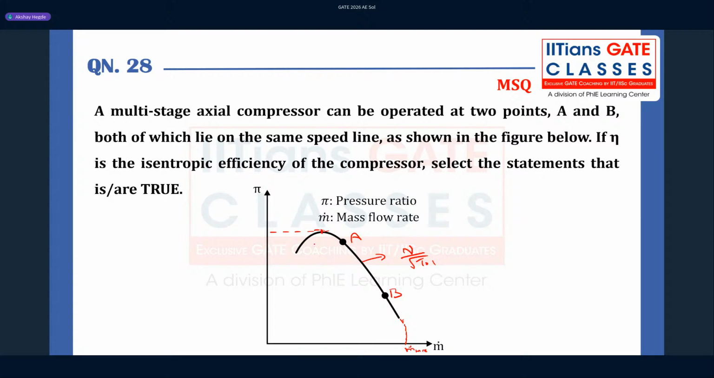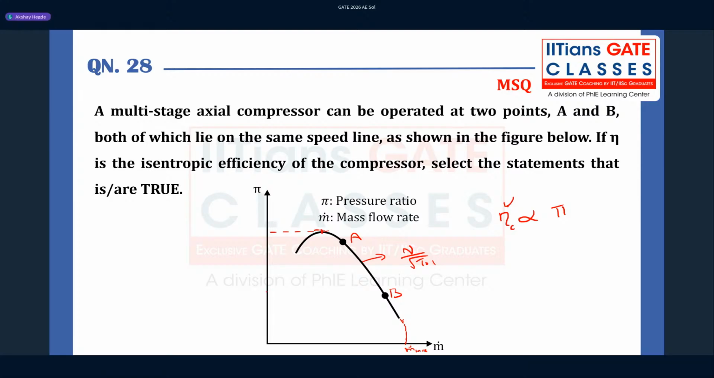Now you see, isentropic efficiency is directly proportional to the pressure ratio, right? If you look at the form, we know that it is directly proportional to the pressure ratio. If the pressure ratio is maximum, that means I have a maximum efficiency. Now look at points A and B. That means point A should have higher efficiency compared to point B. That is straightforward to see here.